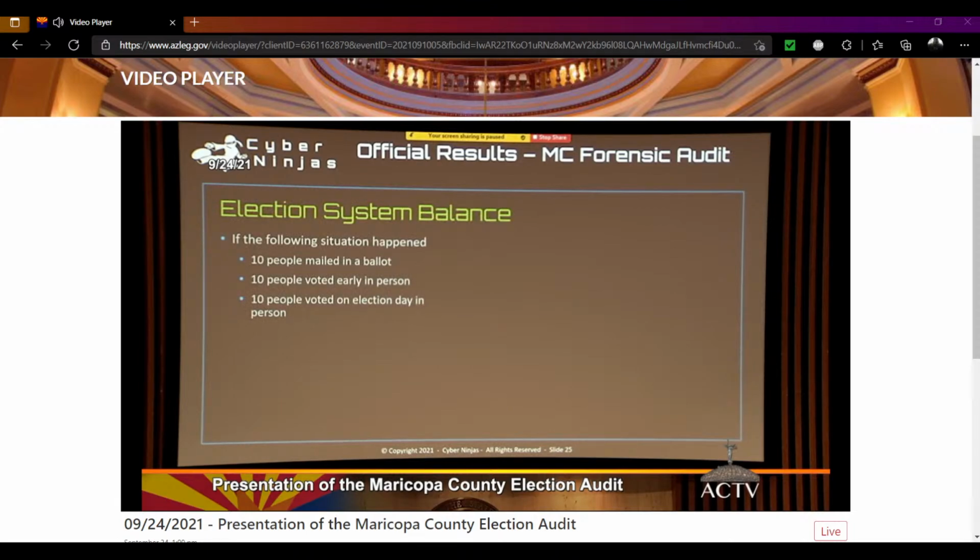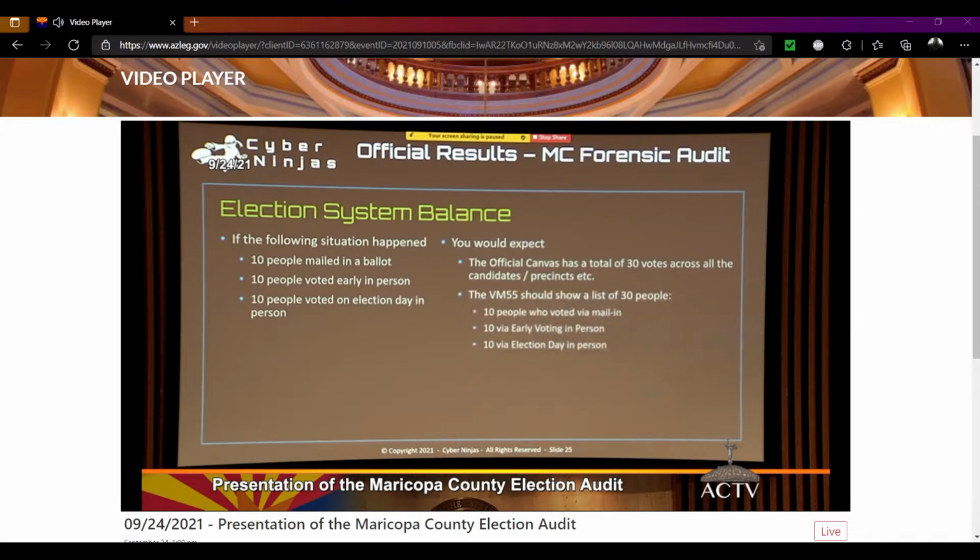So just to give an example of how these systems work in order to match everything up. If we have 10 people who mailed in a ballot, 10 people who voted early in person, and 10 people who voted on election day in person, we have 30 votes out there. So what this means is we should have the official canvass with 30 votes, and it should be allocated per precinct accordingly. It should be allocated based on the candidates, and you should have your official tallies associated with it.